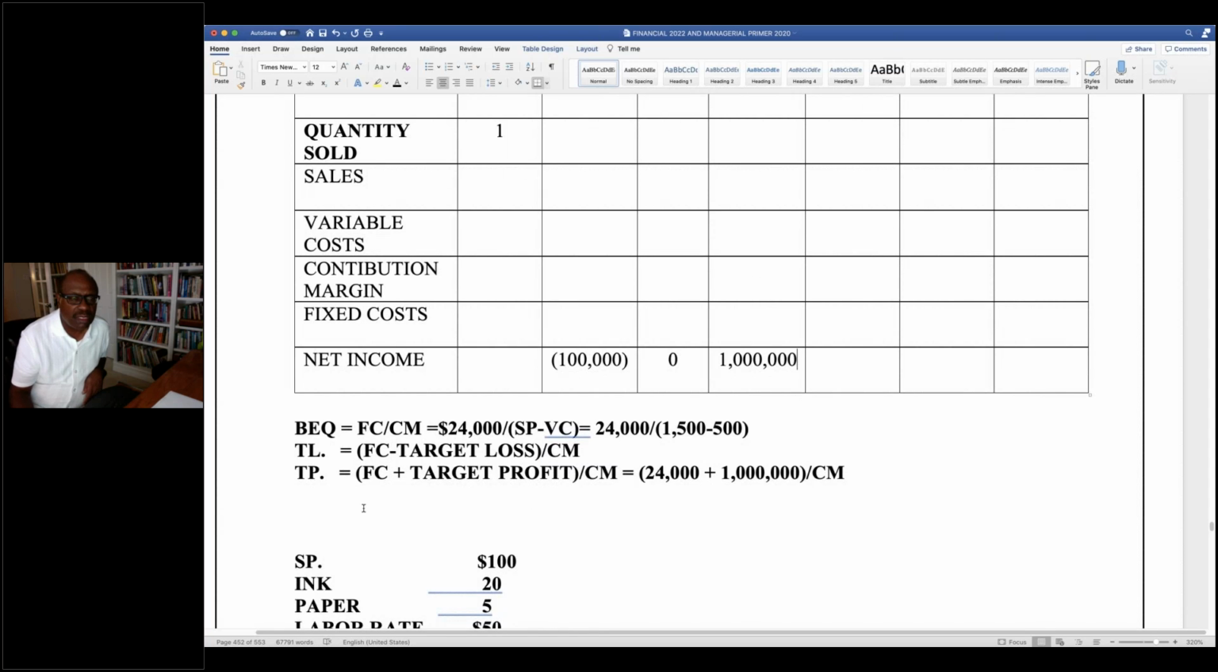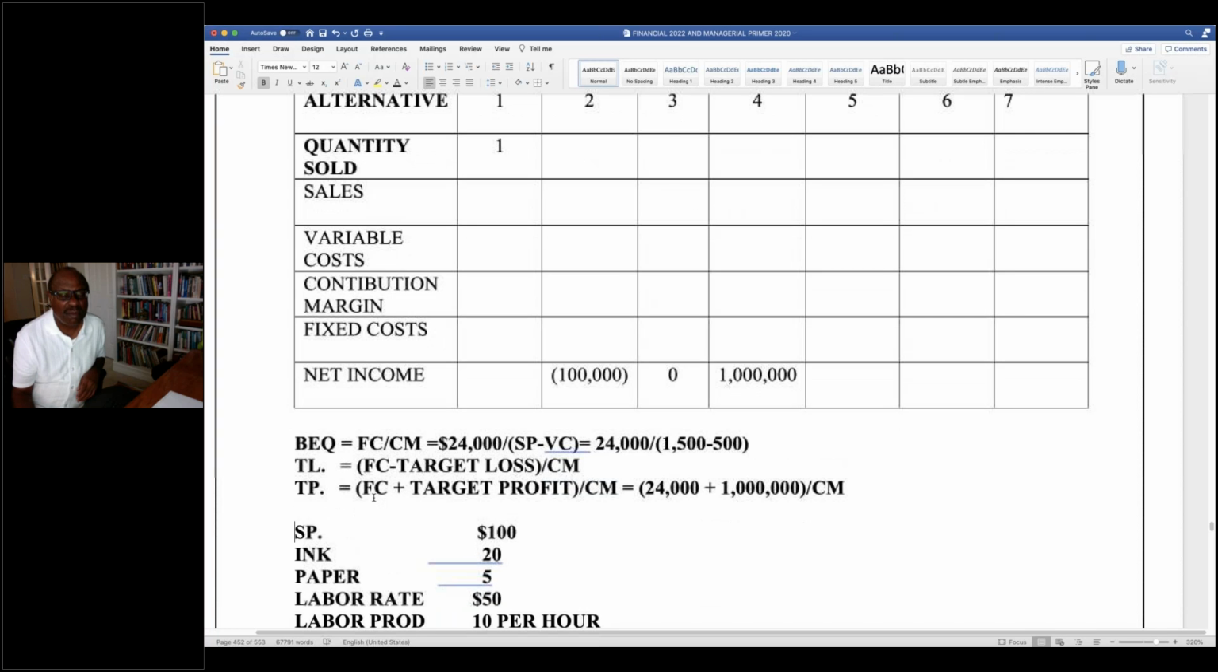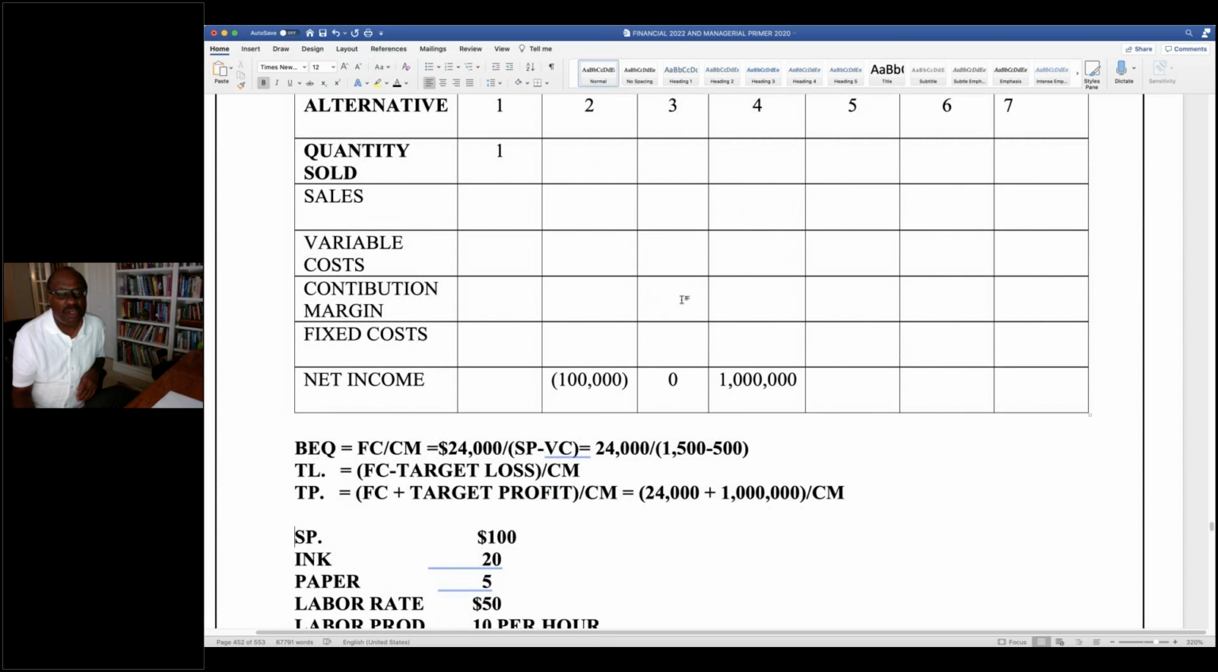Are there any questions? So the quantity is not provided. We only doing the first column, or we doing the whole thing? You're doing the first 4. You're doing 1, then a $100,000 loss, a break even, and a $1 million gain.